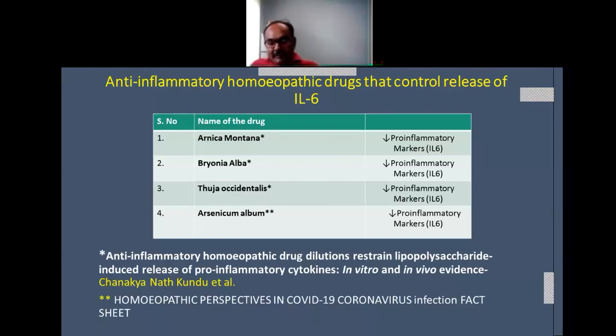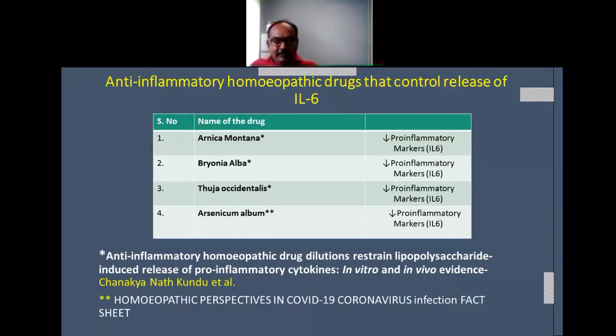And the CRP level is also getting decreased by means of this Arnica. And the other pro-inflammatory markers that I mentioned in the previous slides are also getting decreased by means of these very good homeopathic drugs. So homeopathic drugs are not only immune boosters; they can be given in an acute phase also.